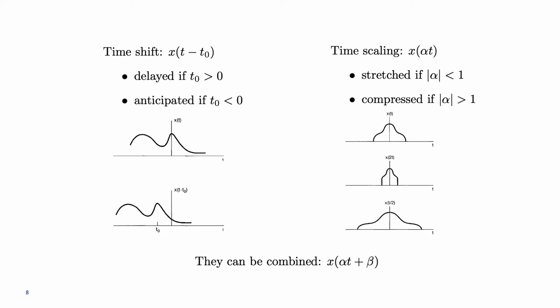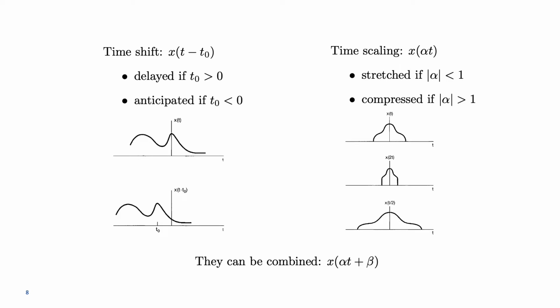Let us start with a simple time shift. A time shift could be a delay of a signal or an anticipation of a signal. Imagine to start with the signal x of t. From that, you obtain the signal x of t minus t0. So you're subtracting t0 from the independent variable t.